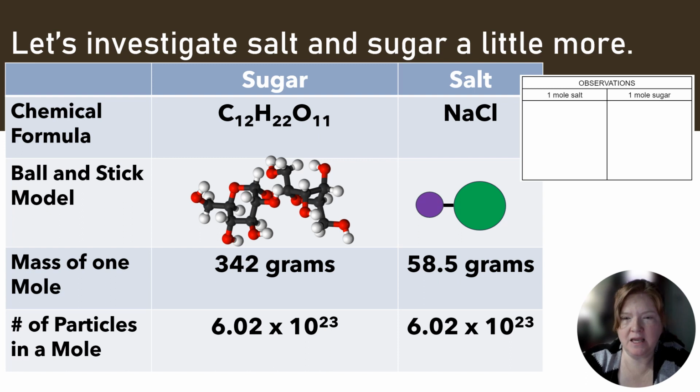All right, let's investigate salt and sugar a little bit more. You have this chart right here in your notes, and I want you to record some observations that you notice about a mole of salt and a mole of sugar. Okay, here's some information about both.